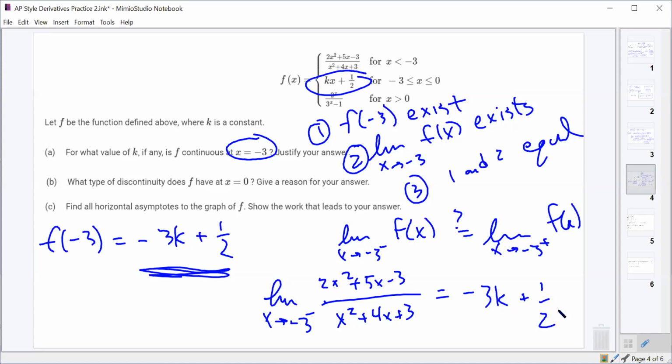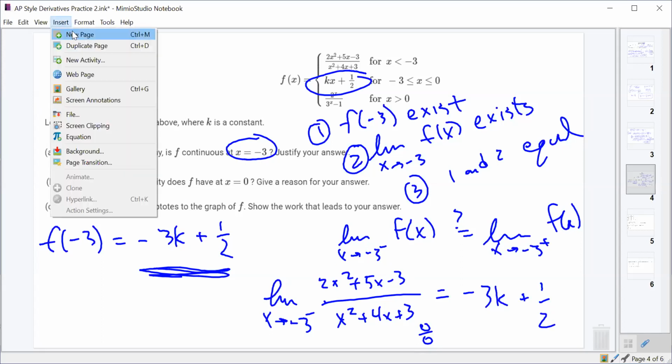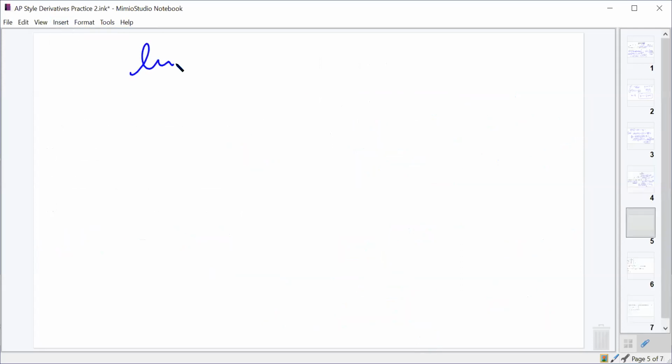All right, so what's the limit as x approaches -3 of this rational function? Well, if you plug in -3, you end up with 0 over 0. So we can either factor and cancel, or we can use L'Hopital's rule, because this is 0 over 0, to take the derivative of both of them. So it doesn't really matter. Let's use L'Hopital's rule just for the practice here.